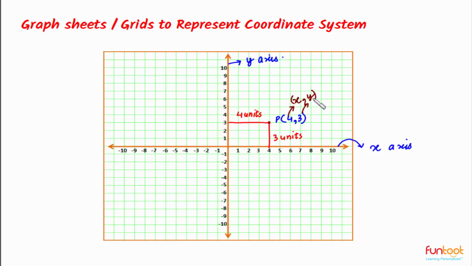Here, (x, y) and (y, x) are not one and the same thing. (4, 3) is a different point and (3, 4) is a different point. For example, (3, 4) will be this point here in this case. So this is our point (3, 4).